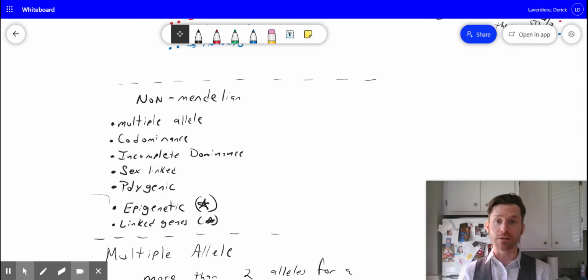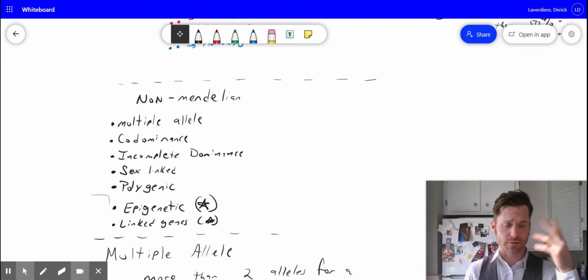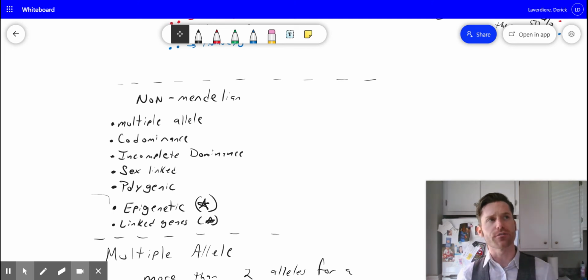Incomplete dominance is when both alleles present as a blend. Sex-linked is when the gene is on one of the sex chromosomes, either the X or the Y. And that impacts the way in which the information is passed on to the child in a very unique way, especially for us. When I say for us, I mean organisms with 2 sexes that have different XY chromosomes.